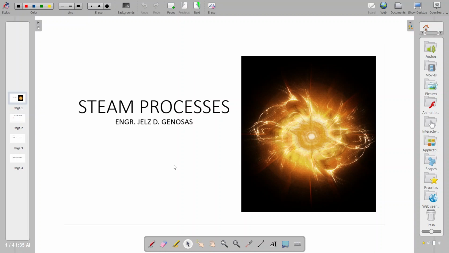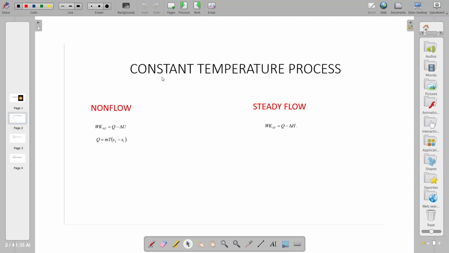Hello, in this video, we will discuss again steam processes. Okay, so let's focus on constant temperature steam process. So sa work non-flow, ang formula niya is Q minus delta U, or ang ginagawa ko usually dito pag ganito is energy in is equals to energy out. Okay, identify mo kung si work ay energy in or energy out at saka si heat. And then, state 1 is equals to state 2.